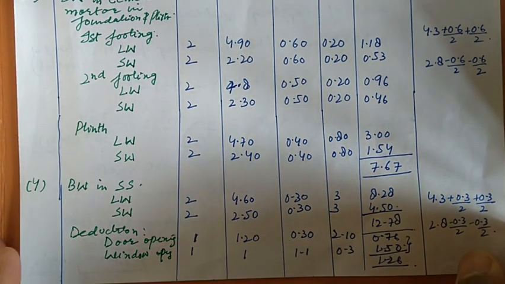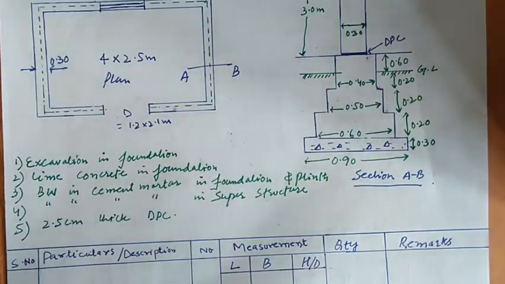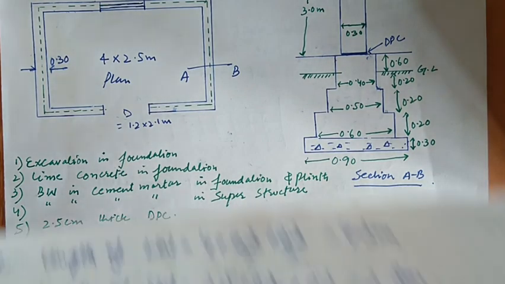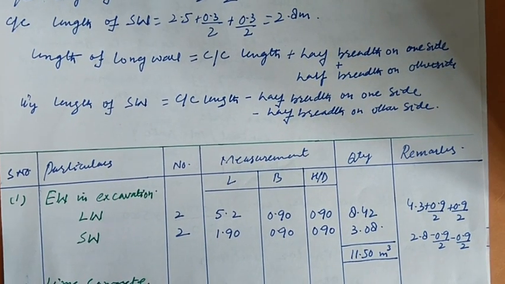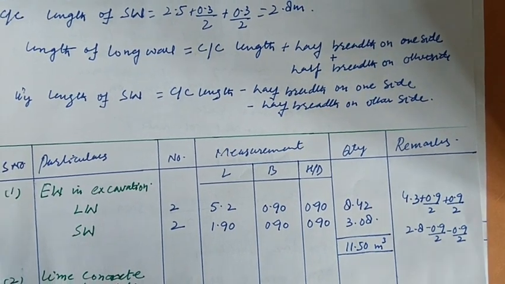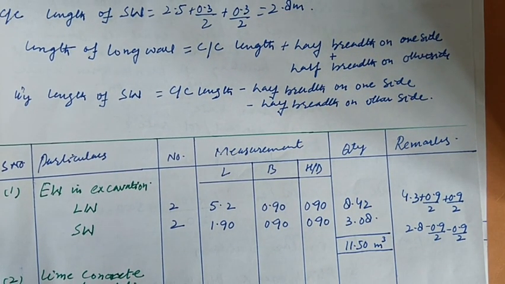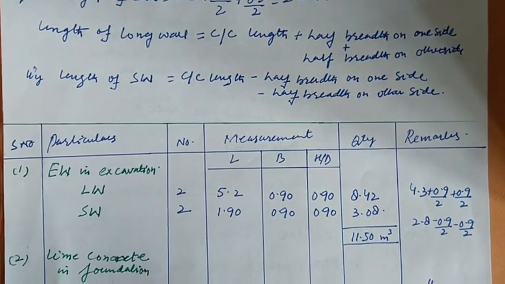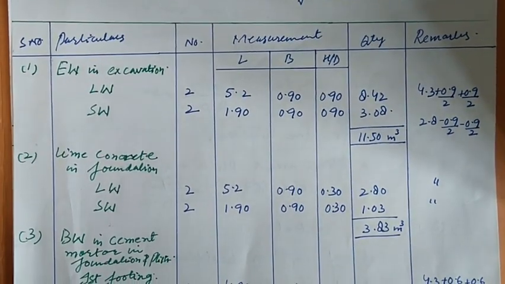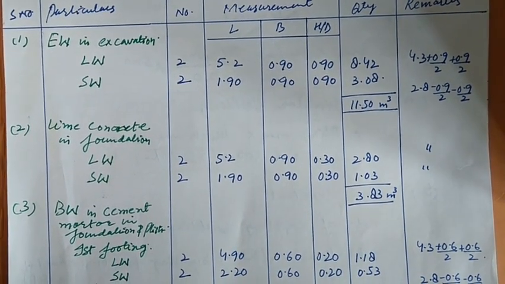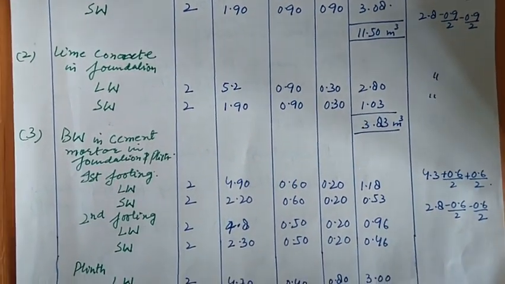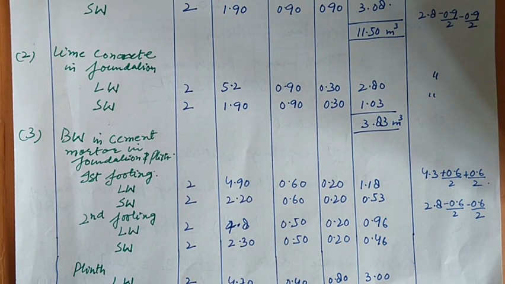Then the fifth thing which was asked in the question is the 2.5 centimeter thick DPC. So 2.5 thick DPC, the same process you will follow for the long wall, and for the short wall we will have the two long walls and the two short walls. The length will be calculated as we have calculated in the above four steps for long wall and short wall. So follow the same procedure for DPC. Let me tell you the answer for the DPC, and that will be the total DPC after adding for the long wall and short wall will be 4.26.